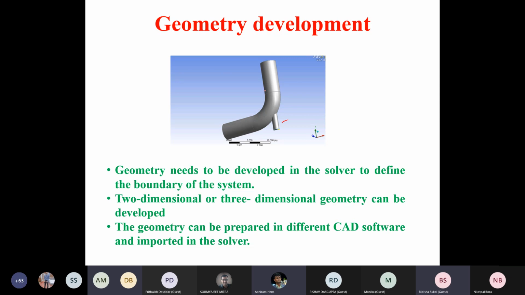For example, the picture that you are seeing here is a 3D geometry. So you can plot a 2D also. Then the geometry can be prepared in different CAD software and imported in the solver. So if you are using some open source code, you can generate the geometry in some other CAD software and import it to that particular open source code. Okay, so that is possible.